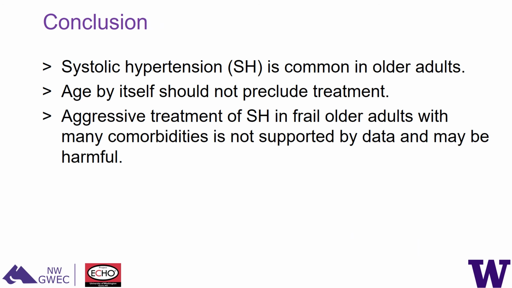Okay, so in conclusion, systolic hypertension is incredibly common in older adults. Age by itself should not preclude treatment. Aggressive treatment of systolic hypertension in frail older adults with many comorbidities is not supported by data and may actually be harmful. I'm going to stop there and just take questions.